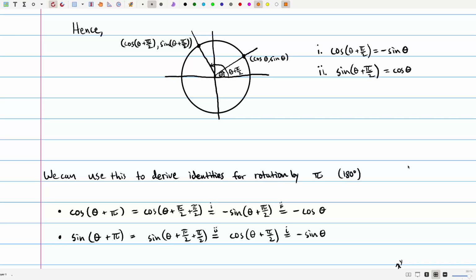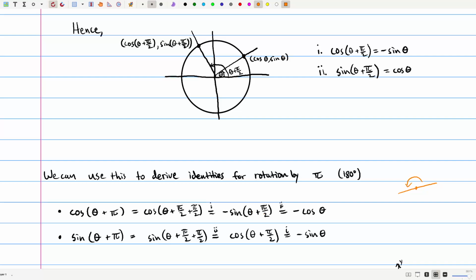So using this identity, we can, for example, derive identities for rotation by pi. We could also work this out by pure geometry like before. But let's see how we could apply rules I and II here to do a rotation by pi, a rotation by 180 degrees. So cosine of theta plus pi can also be written as cosine of theta plus pi over 2 plus pi over 2, because pi over 2 plus pi over 2 is equal to pi. So we have one example of an angle plus pi over 2 here, and if we apply rule I, we get negative sine of whatever remains after removing that last plus pi over 2.